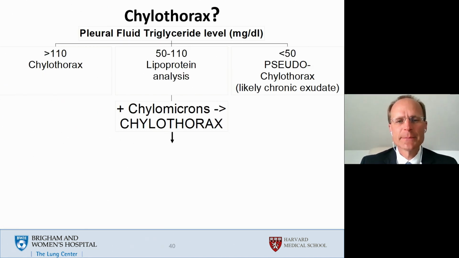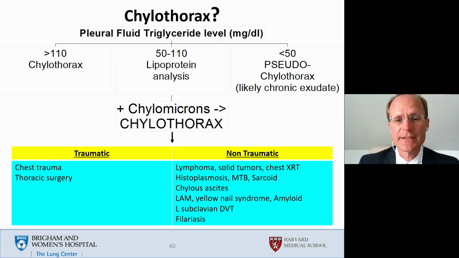So this certainly seems like a chylothorax, and we often use our triglycerides as greater than 110 to define a chylothorax, less than 50 as a negative chylothorax, and in between requires lipoprotein analysis. Chylomicron analysis can take several days to even a week to come back, but if chylomicrons are present, this is a chylothorax. Traumatic causes of chylothorax include chest trauma and thoracic surgery.